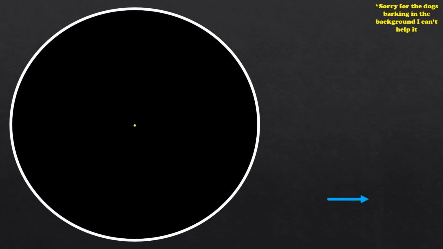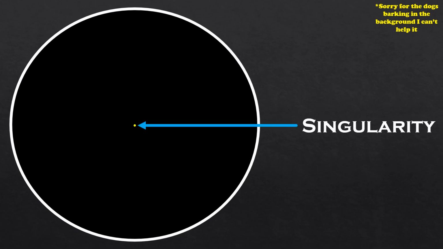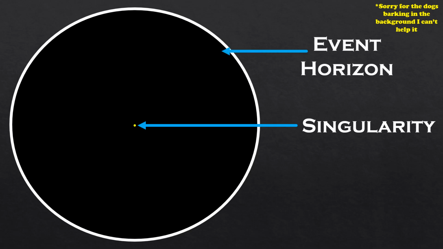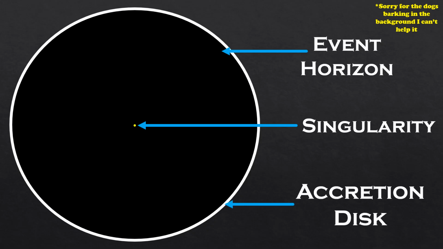Now, let us look at the anatomy of a black hole. As you can see, at the center lies a singularity, and the whole black sphere which you see is the event horizon. If an object reaches the event horizon, no matter what, it cannot escape the black hole's gravity, which is why it appears black, since not even light can escape the event horizon. And the white glowing stuff which you see around the black hole is a disk of burning gas and dust called an accretion disk.